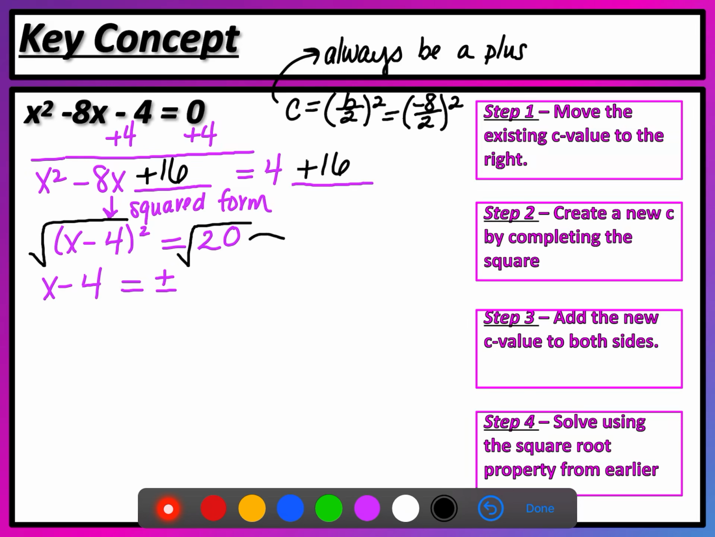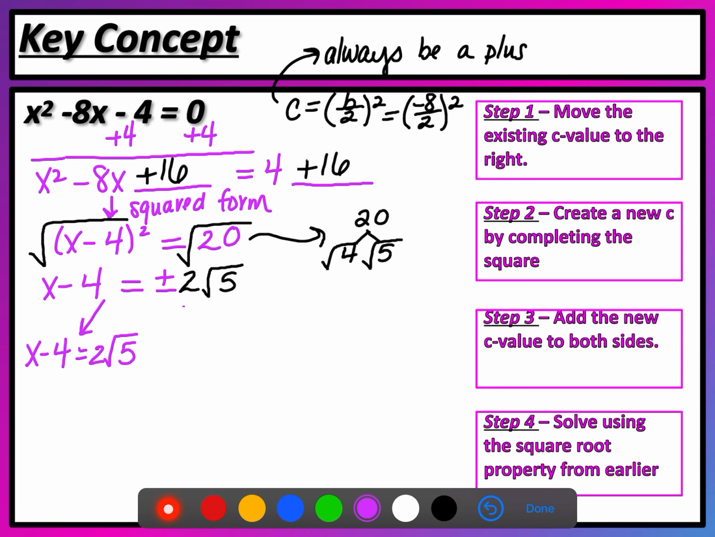20 is not a perfect square, which means I have to simplify that. So I'm going to break it down. I can use square root of 4 and square root of 5. So this equals 2 square root of 5 already. So one first complication there. We have to get really good at simplifying those radicals.